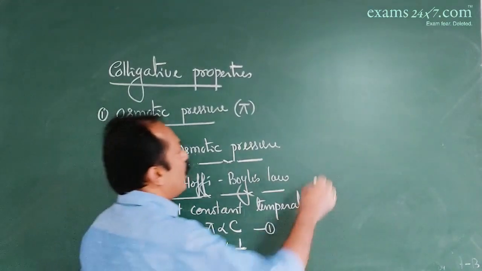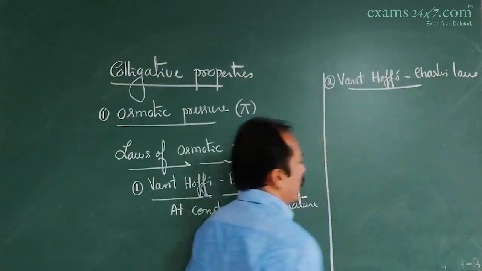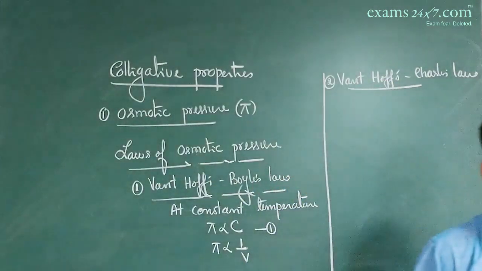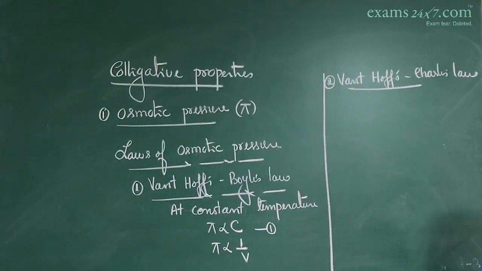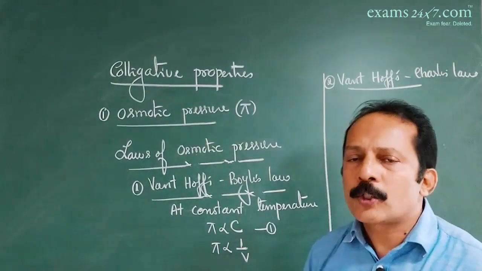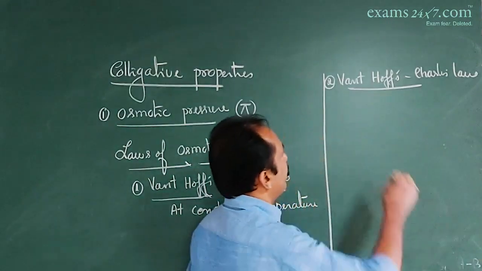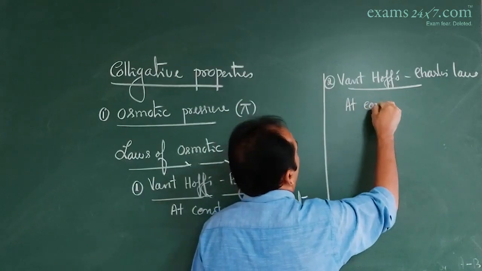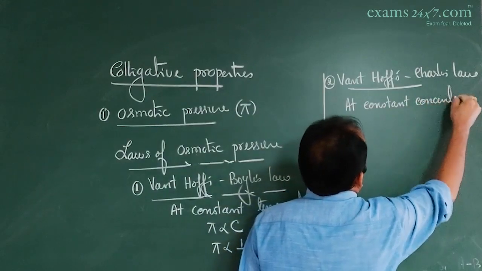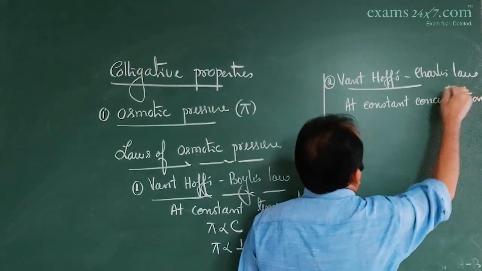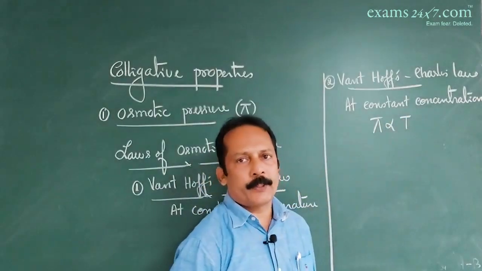Okay. Next, Van 't Hoff's Charles law. According to Van 't Hoff's Charles law, at constant concentration, osmotic pressure of the solution is directly proportional to absolute temperature.